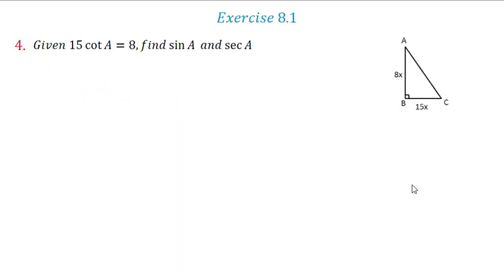Now the fourth question is 15 cot A is equal to 8, find sin A and sec A. First I will simplify this: 15 cot A is equal to 8, so I get cot A as 8/15. Now in this diagram, cot A is adjacent upon opposite, as it is the reciprocal of tan A. So I will assume that AB is 8x and BC is 15x. Again I will apply the Pythagoras theorem, find AC and then find the values of sin A and sec A. This problem you can try.